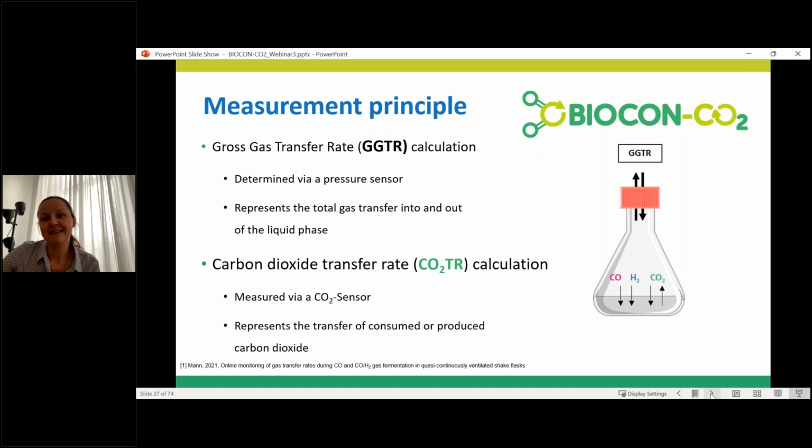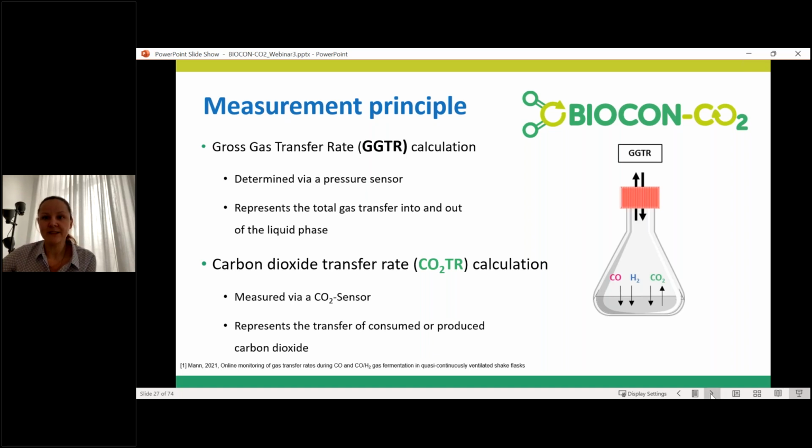Next slide. And what we also developed was a carbon dioxide transfer rate calculation. By installing a CO2 sensor into the shake flask, we were able to measure the CO2 concentration, which can also be a parameter to get deeper insight into our process.